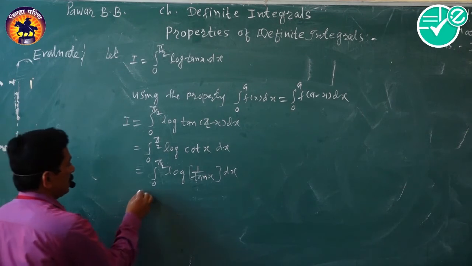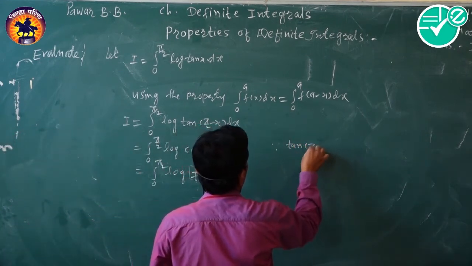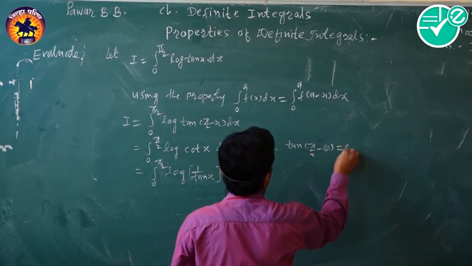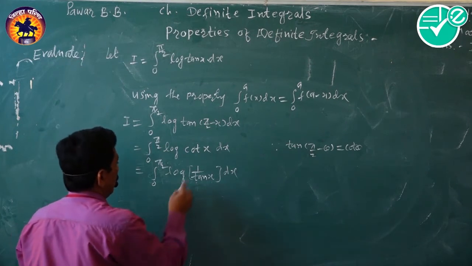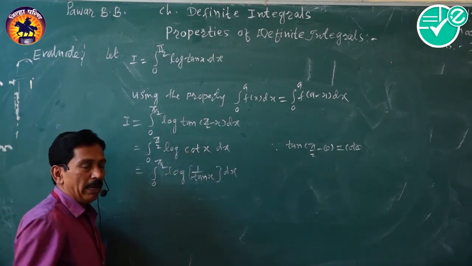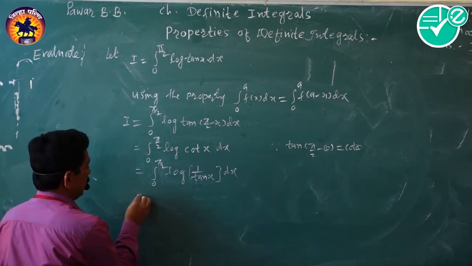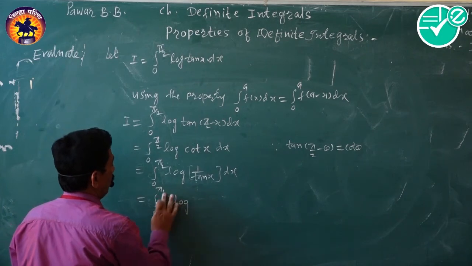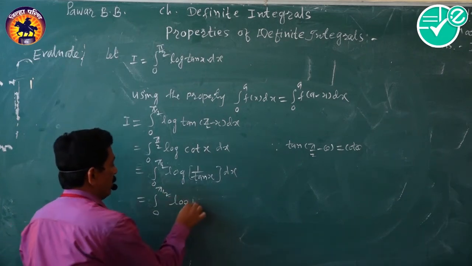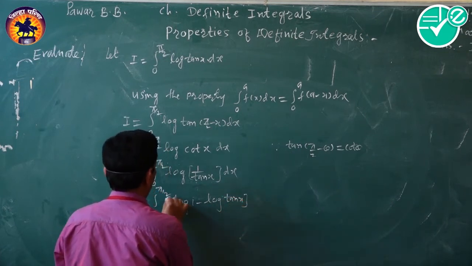This can be written as, or we can write here, since tan of pi by 2 minus theta is equal to cot theta, and cot of x is equal to 1 by tan x, that is cot x is the reciprocal of tan x. Hence integration from 0 to pi by 2 log of 1 minus log of tan x into dx.